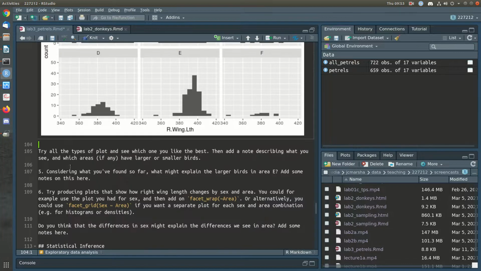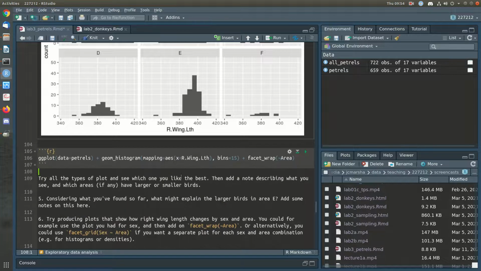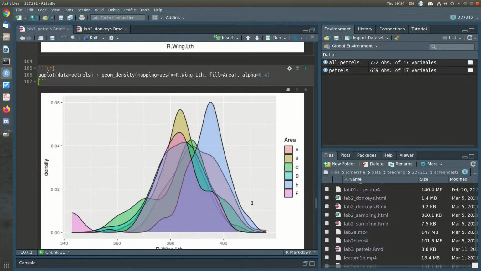We could try densities. So let's try some densities. So let's try fill equals area. So we'll just essentially do the same as what we did before. Okay, that's a bit messy, right? So there are too many groups.